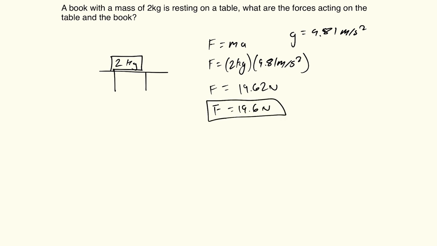So the book is going to have a force of 19.6 newtons going downwards, and according to Newton's third law, every action has an equal and opposite reaction. The table is going to exert 19.6 newtons back at the book. So they each exert 19.6 newtons on each other.